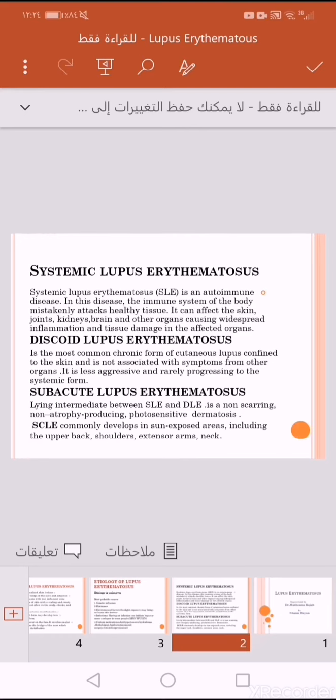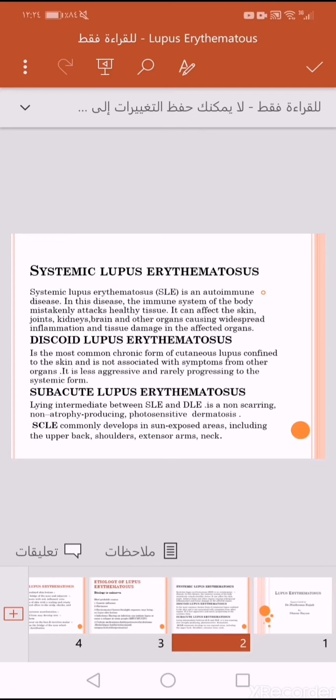In general, lupus erythematosus is an autoimmune disease in which the defense cells of the body attack the organs of the body and connective tissue. There are three subtypes of lupus erythematosus, which are systemic, discoid, and subacute.